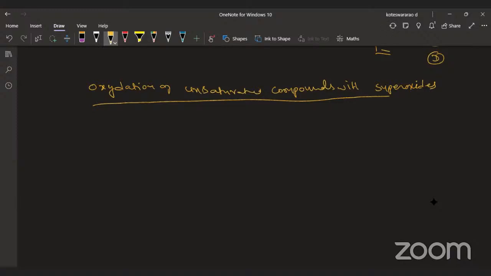For example, you take olefin, which is reacting with a singlet oxygen in presence of a sensitizer on direct irradiation. The sensitizer is 9,10-dicyanoanthracene.